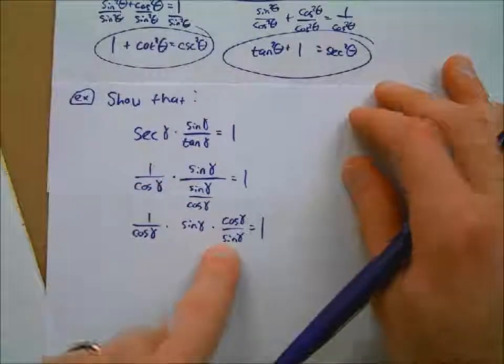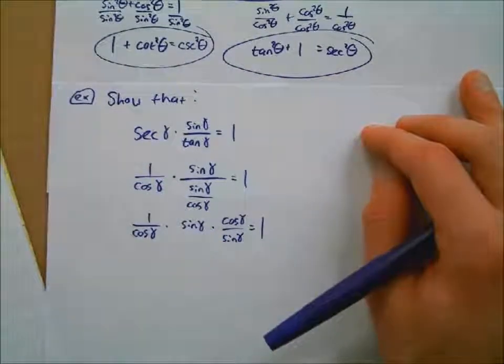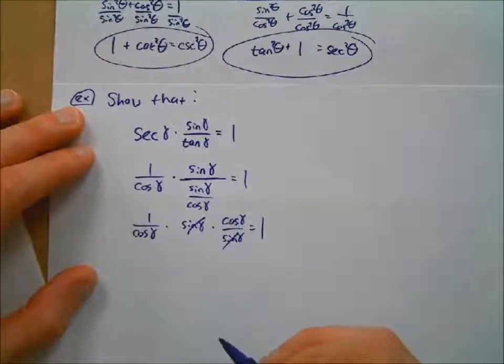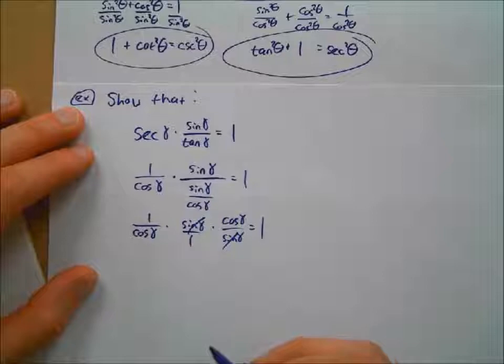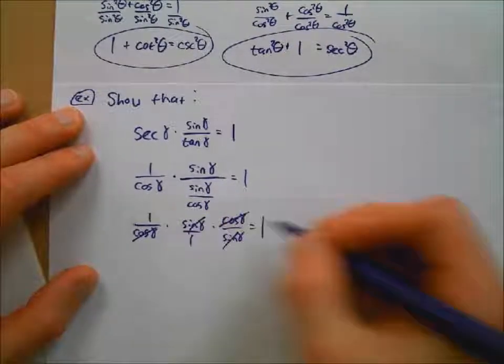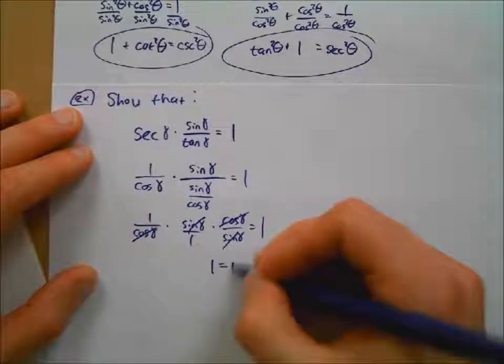Now what can we do? What can cancel? The sines can cancel, because it was sine over 1, right? And what else can cancel? Cosines, right? You've got a cosine in the numerator, cosine in the denominator. And what's left? 1 over 1. So it's 1 equals 1. Check, it works.